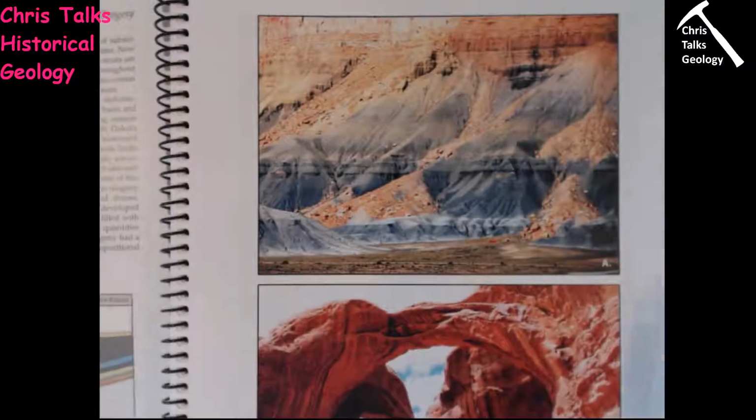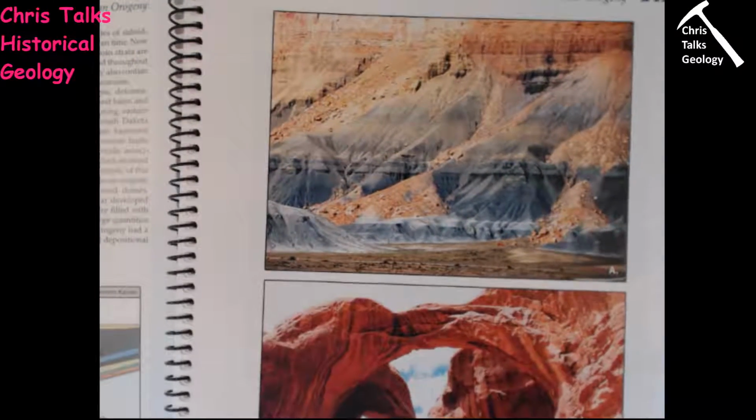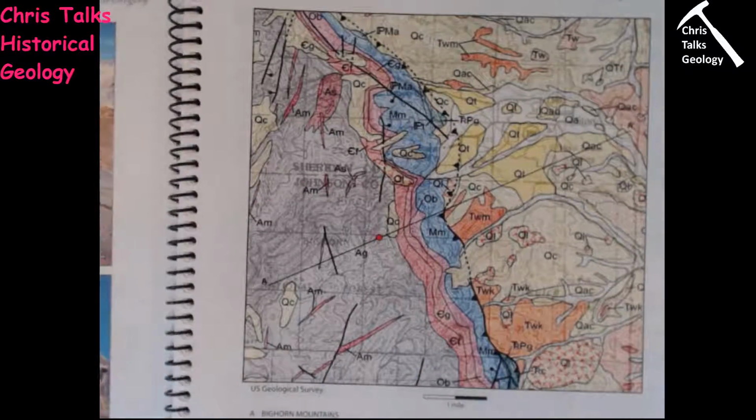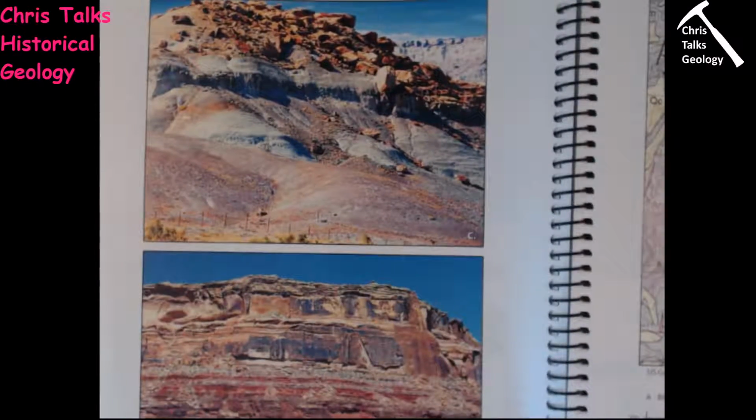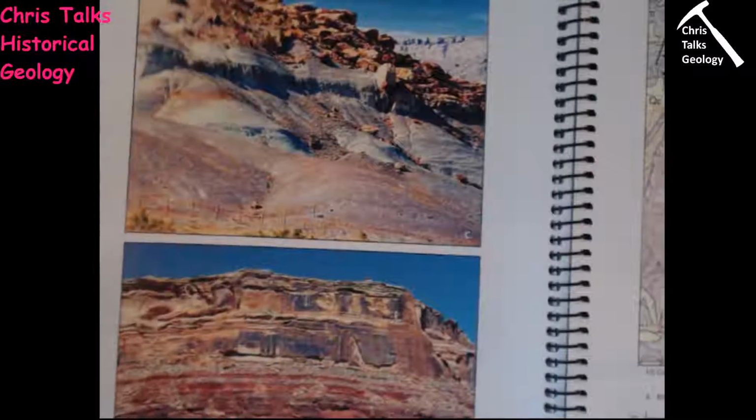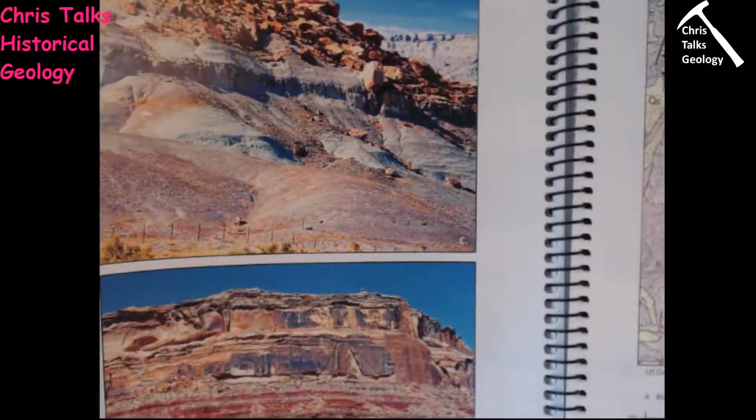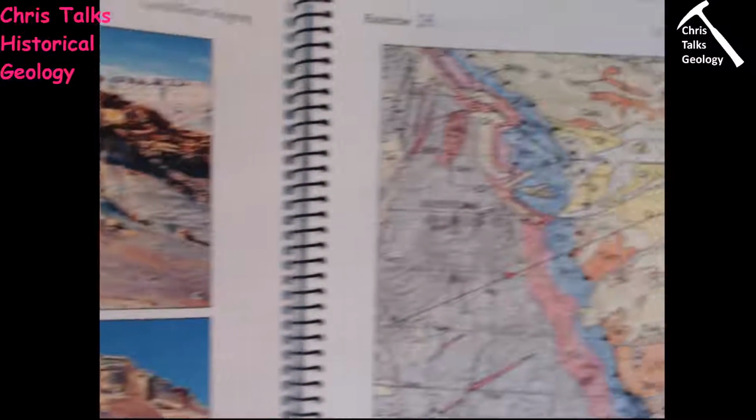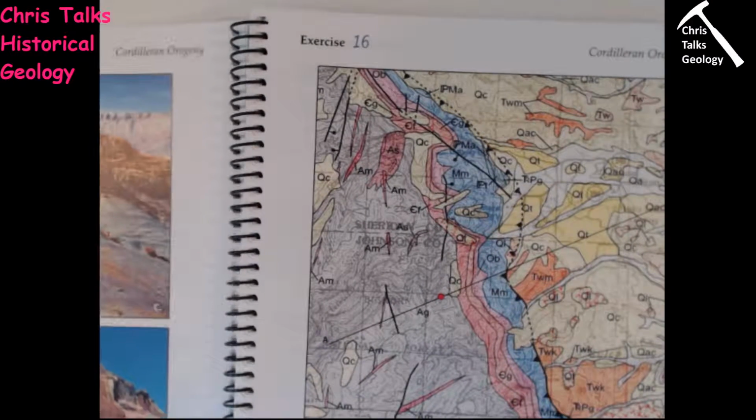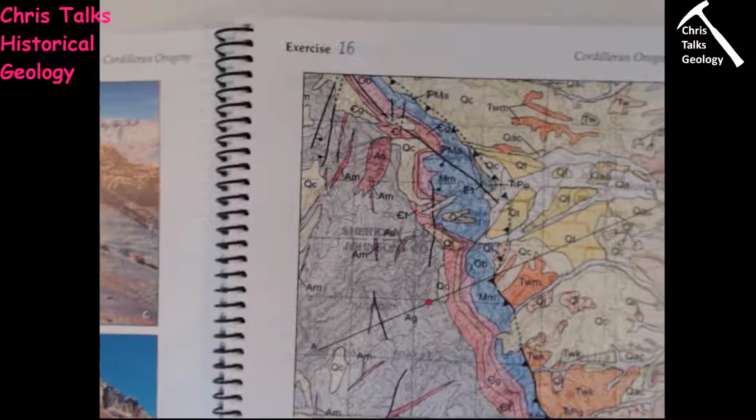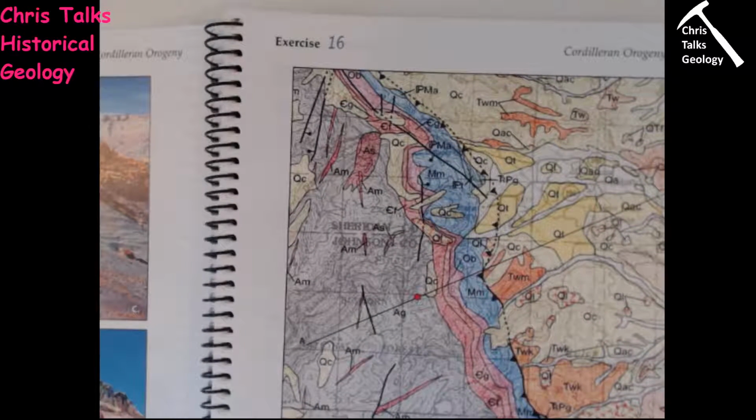So then on page 243 and page 244 we have photographs of key rock layers associated with the Nevadian, the Sevier and the Laramide orogenies. And then on page 245 we have a geologic map essentially of the Bighorn Mountains in Wyoming.